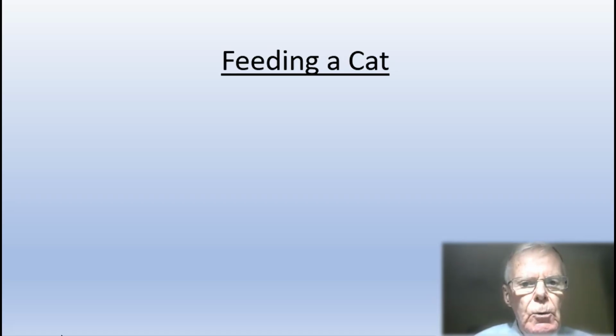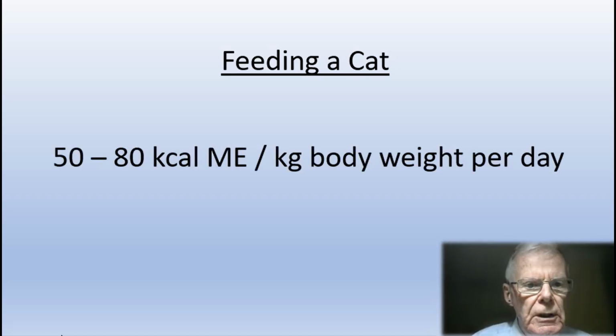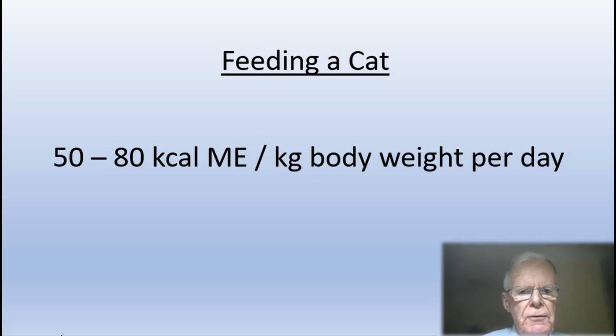The things to consider when feeding a cat are somewhat different from those when feeding a dog. Because the body weights of cats are not nearly as diverse as those of dogs, the metabolizable energy requirements can be simply defined on a per kilogram of total body weight rather than per metabolic body weight as for dogs. The specified range is from 50 to 80 kilocalories of metabolizable energy per kilogram of total body weight.